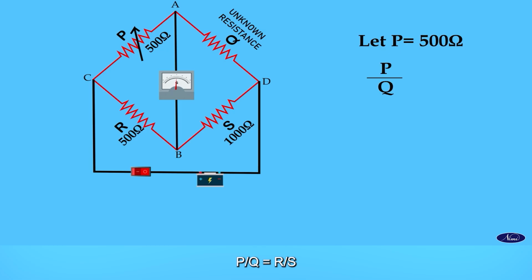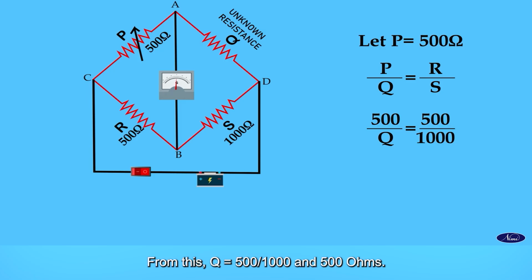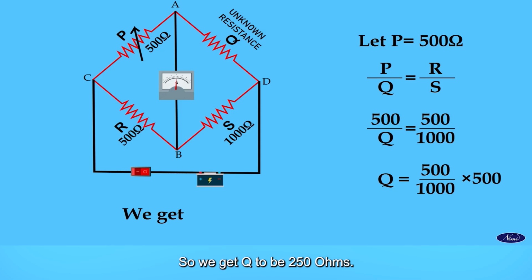P upon Q is equal to R upon S. 500 upon Q is equal to 500 upon 1000. From this, Q is equal to 1000 upon 500 into 500 ohms. So we get Q to be 250 ohms.